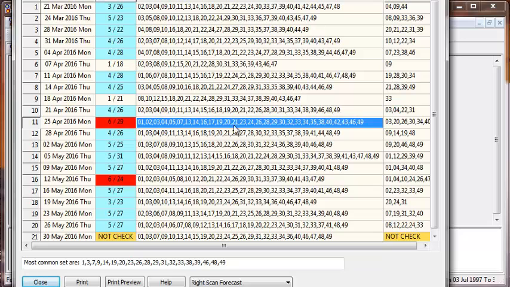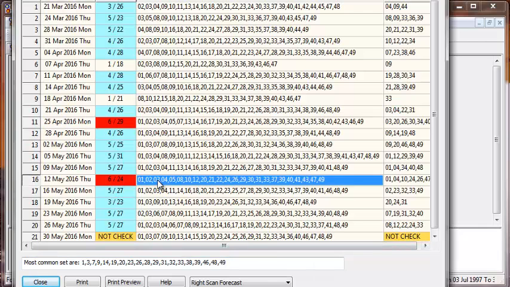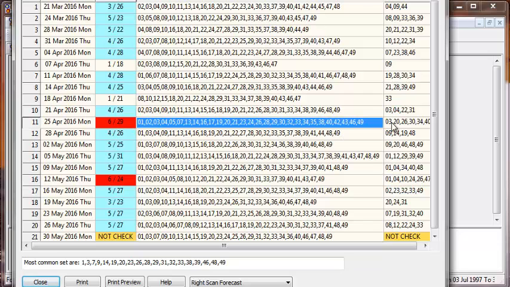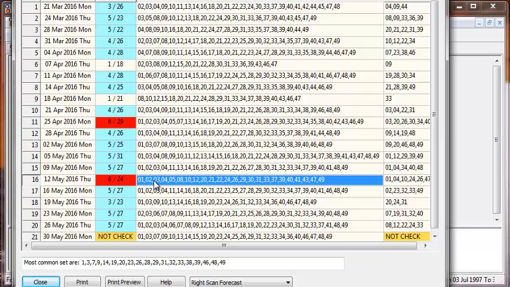Alright, let's take a look at the right scan. Right scan has forecasted two types of numbers. One on the 25th of April, it forecasted 29 numbers, and 6 numbers appear on the 28th. You see, this one is doing very well. And on the 12th of May, it forecasted 24 numbers, and 6 numbers appear on the 16th of May.